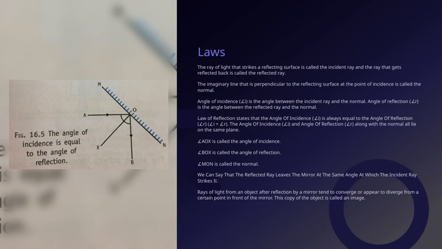understanding how reflection works. To clarify further, AOX is the angle of incidence, and BOX is the angle of reflection. The normal itself is represented as MON. What's interesting is that the reflected ray leaves the mirror at the same angle at which the incident ray strikes it, maintaining this symmetry. Finally, when light rays reflect off a mirror, they tend to either converge or appear to diverge from a specific point in front of the mirror. This point is what we call the image of the object. So, in essence, the way rays reflect forms the basis of how we see images in mirrors, connecting the physical law to the formation of images we observe every day.